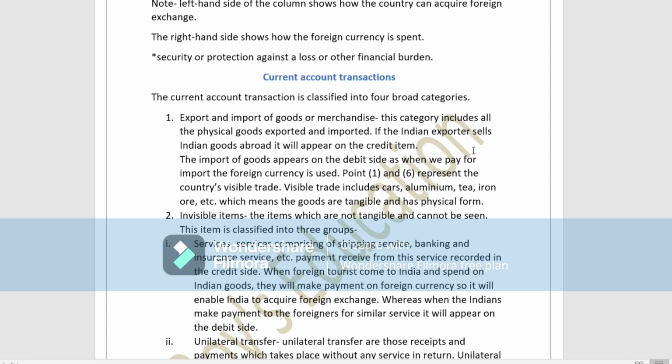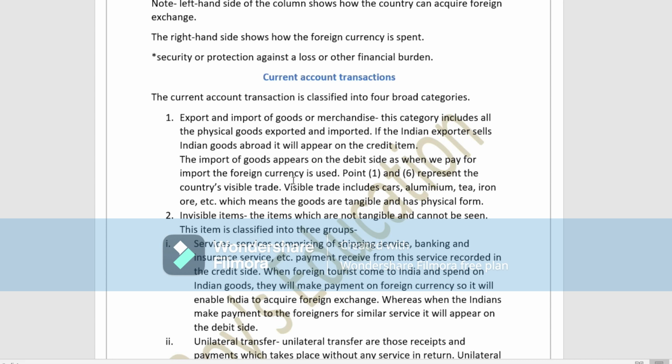Now when we are exporting, that means when we are selling any goods, it will come on the credit side. And import of goods appears on the debit side. Why? Because we are making payment for the import, and we are making payment in foreign currency. Export and import of goods represent the country's visible trade.